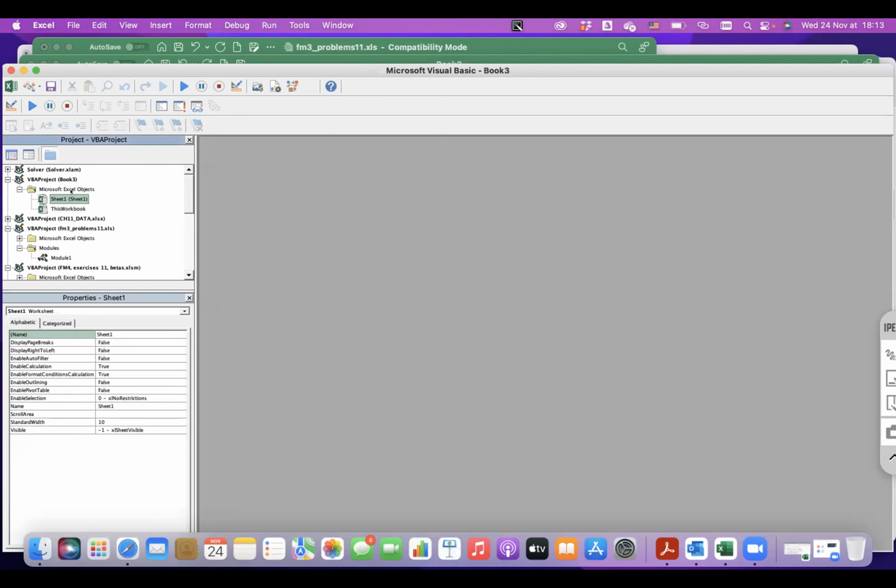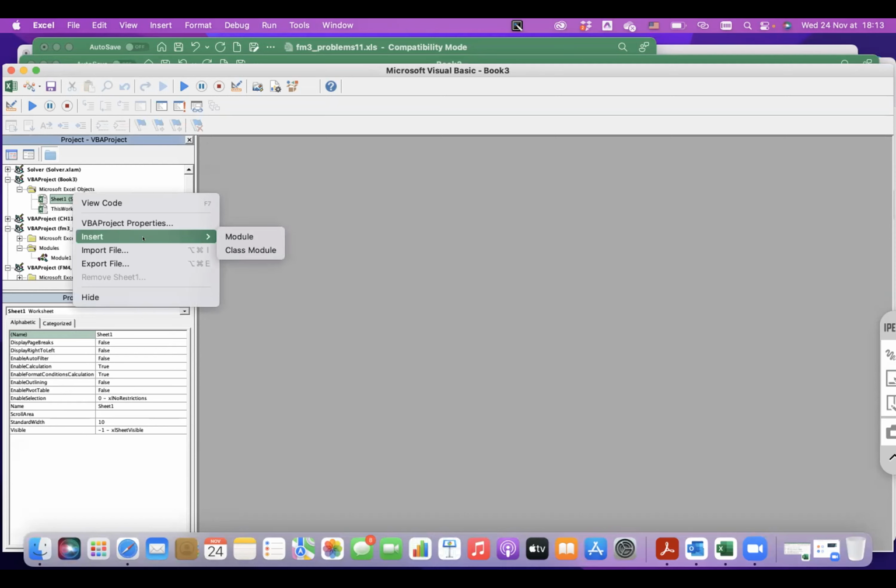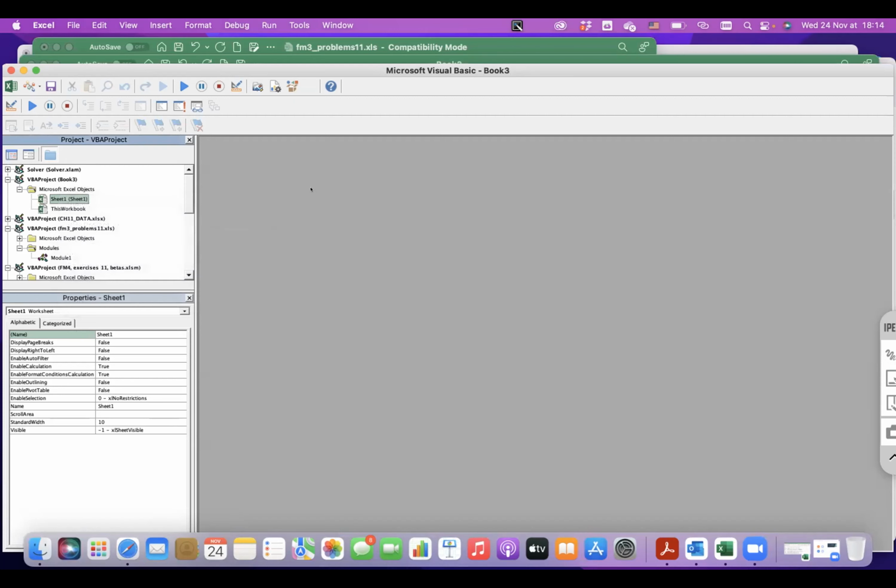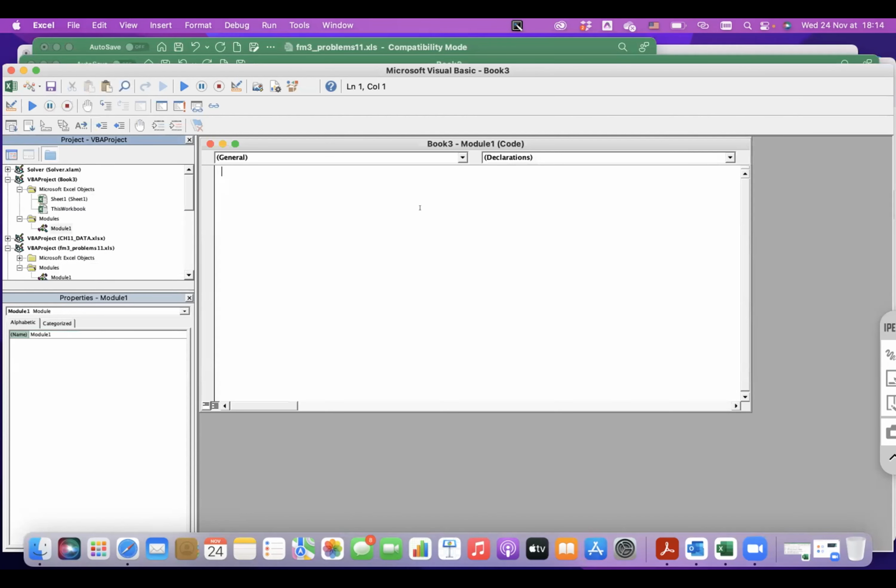Then I right-click with the right side. You have insert. Then click on module, or you can directly click on this one. Insert module, and there is a new window that will pop up for you, right?